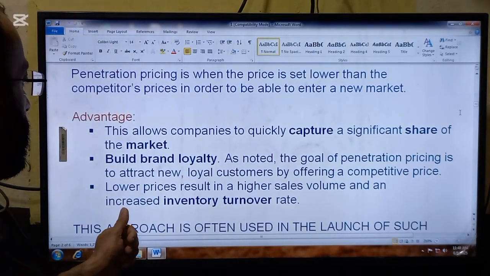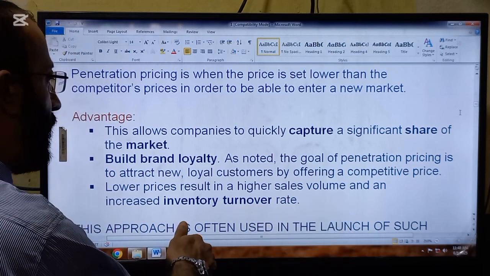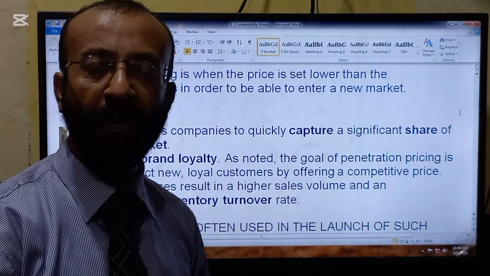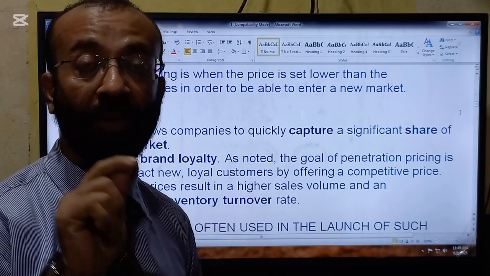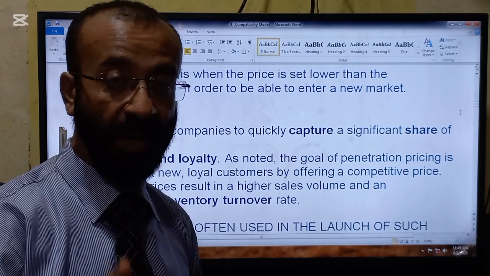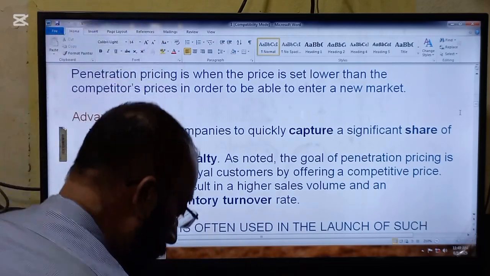Number three, lower prices result in higher sales volume and increased inventory turnover. Sales will be greater compared to your competitors because you are offering a lower price, and inventory turnover will be high. So this is also an advantage.